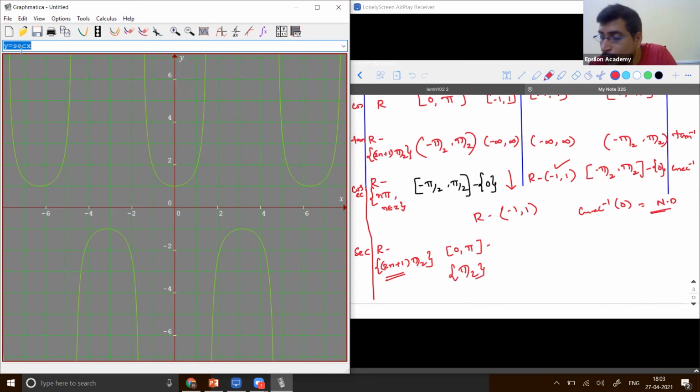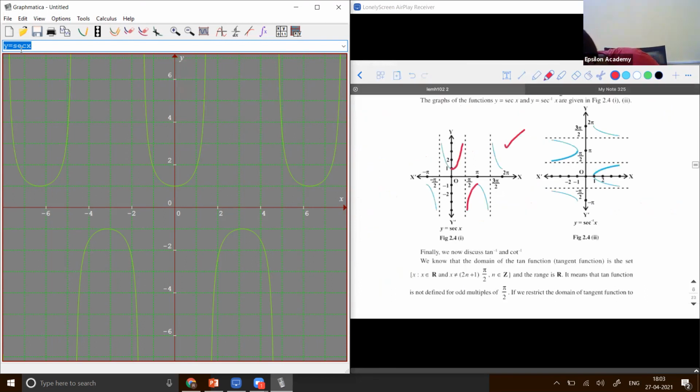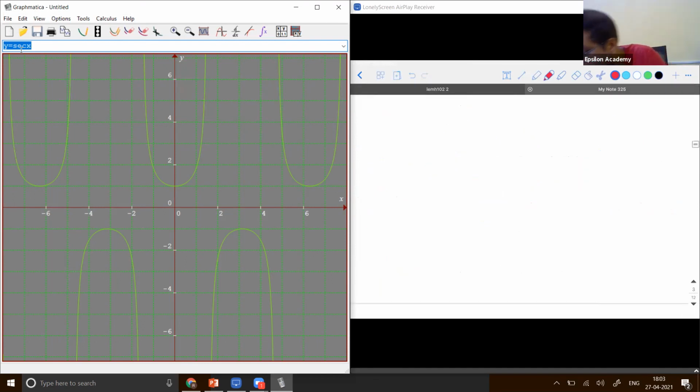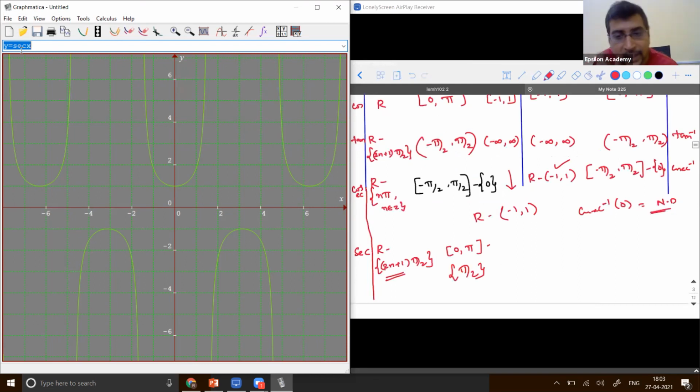Pi by 2. Because see, at pi by 2 what is happening? It is going to plus infinity or minus infinity. It is not defined at that point. Okay, so 0 to pi, except pi by 2, and what is the range? You will get any real number except the values between minus 1 to 1.